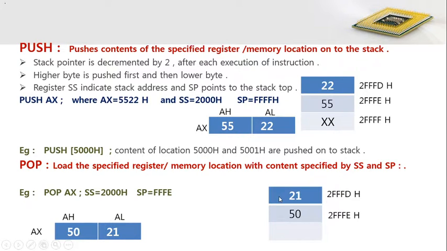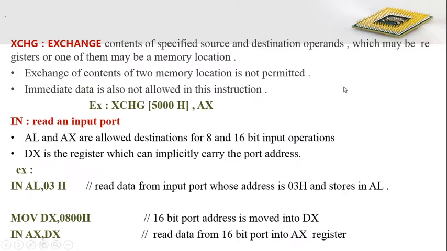While performing this popping, first fetch from the stack top and load it into the lower byte, then increment by 1 and fetch the value from the stack top and load it into the higher byte of the AX register. But in case of push, first decrement the pointer by 1 on the stack and push the higher byte of this register to the stack. Then again decrement the stack pointer by 1, then load the lower byte of this AX register to the stack top. Okay.